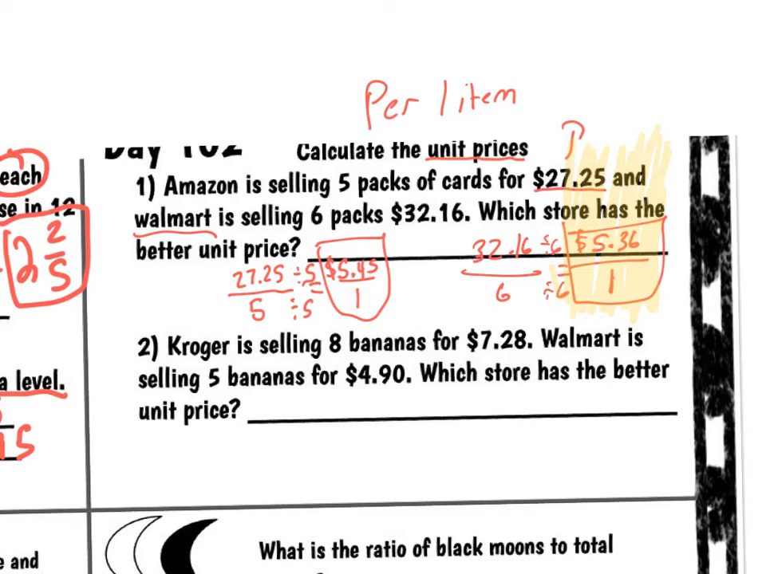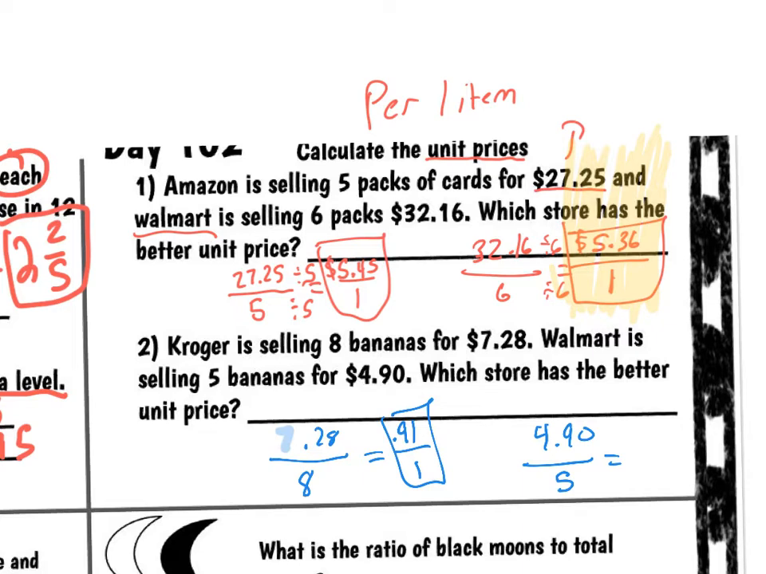Let's look at this Kroger question. Kroger is selling 8 bananas for $7.29. Walmart's selling 5 bananas for $4.90. It's the same process. We put the money on top. Let me get out of the highlighter. $7.28 over 8 equal to 1. So you do $7.28 divided by 8. You get 91 cents. Same thing for the next one. You get $4.90 over 5 bananas.